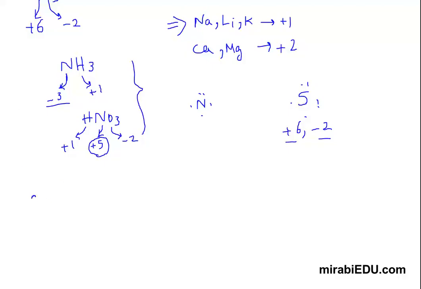Okay, now let's talk about oxidation and reduction. If oxidation number increases, we say that that element is oxidized. And if oxidation number decreases, we say that it is reduced.